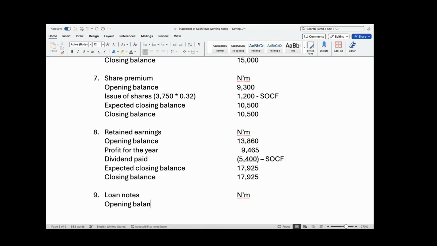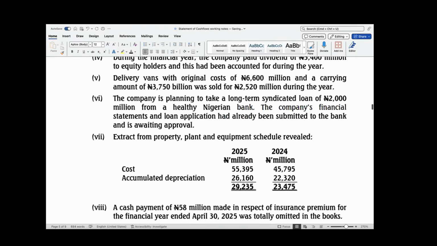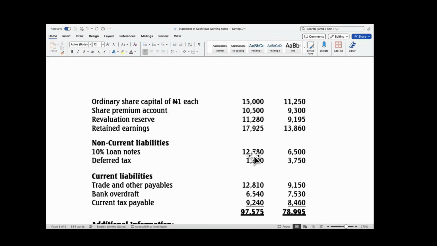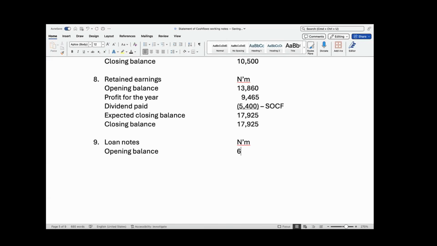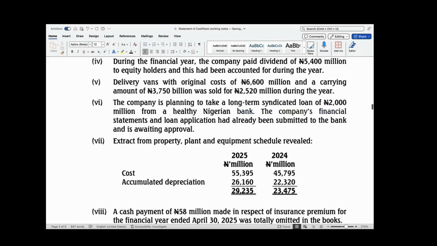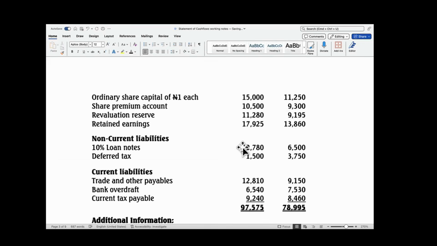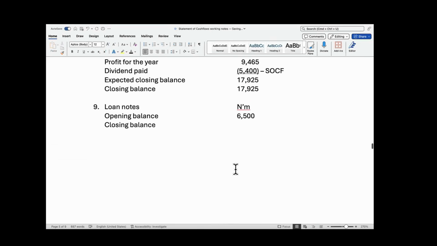So what was the opening balance of this loan? 6,500. They didn't tell us anything around this. So what was the closing balance of this loan? 12,780.